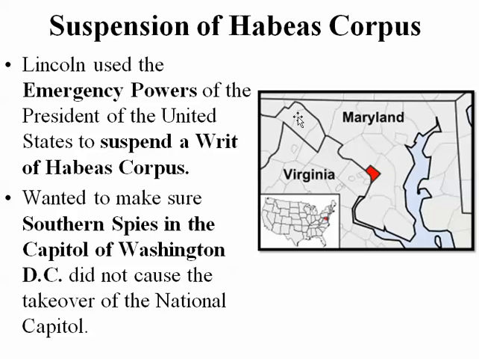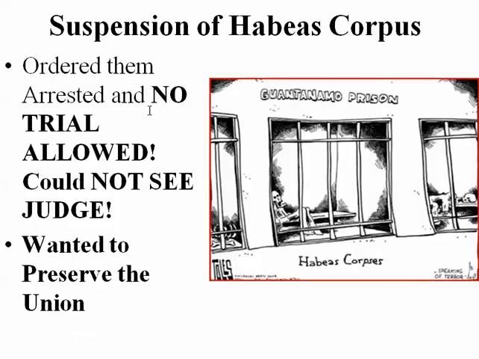And he wanted to make sure that his government and himself were not on the run after these spies took over the Capitol, because if they did, he couldn't fight a war effectively, or conduct campaigns, if he was on the run. So to save the United States, to save the Union, he used the emergency powers of the President to suspend habeas corpus of people suspected of being Southern spies in the Capitol, Washington, D.C. Alright, he ordered them all arrested, no trial allowed, they could not see a judge. He wanted to preserve the Union.